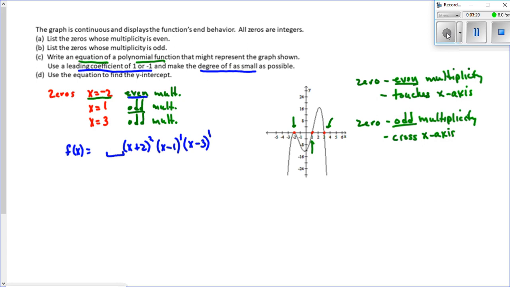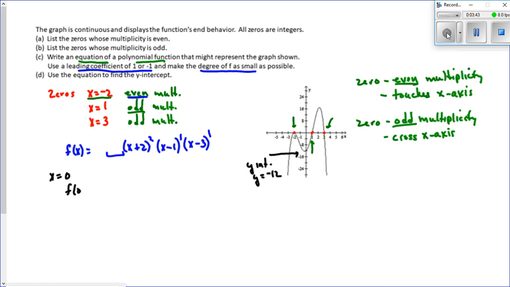Looking at the graph, the y-intercept is where the graph is crossing the y-axis. And we can see from this, since every unit on the y-axis is 4, we see that the y-intercept would be -12. So let's plug in x equals 0 into our proposed function here.